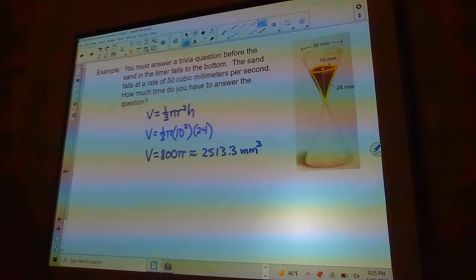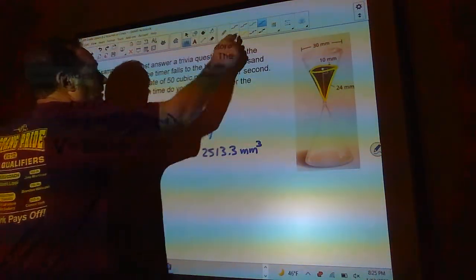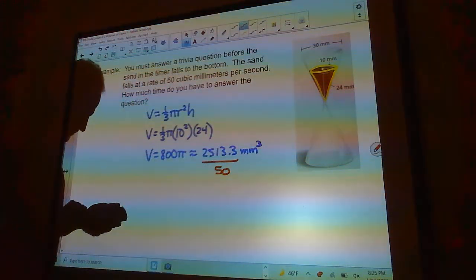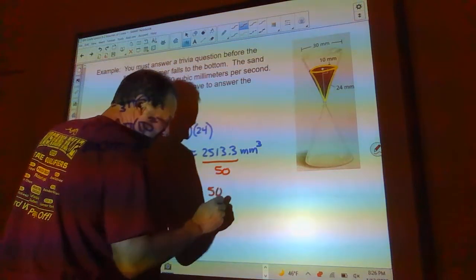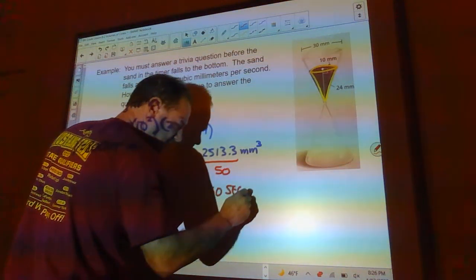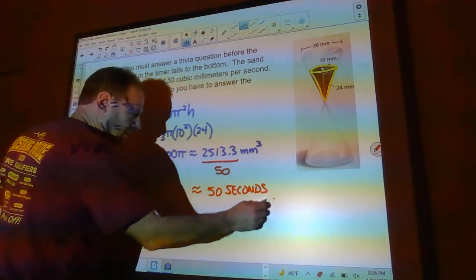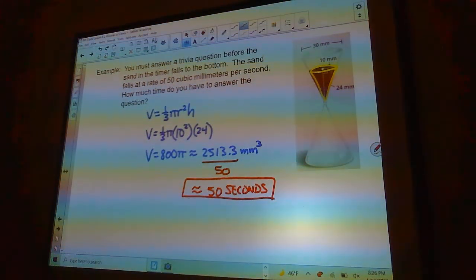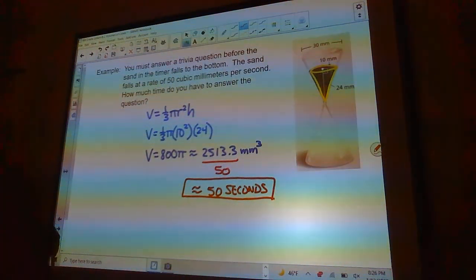Okay, so we know that it goes 50 cubic millimeters per second, so we can go ahead and take this and divide it by 50. And that gives me 50.26. We're just going to round that to 50 seconds approximately. It's a little bit longer than that, but is a quarter of a second much time? Not really. Okay, so there you go.